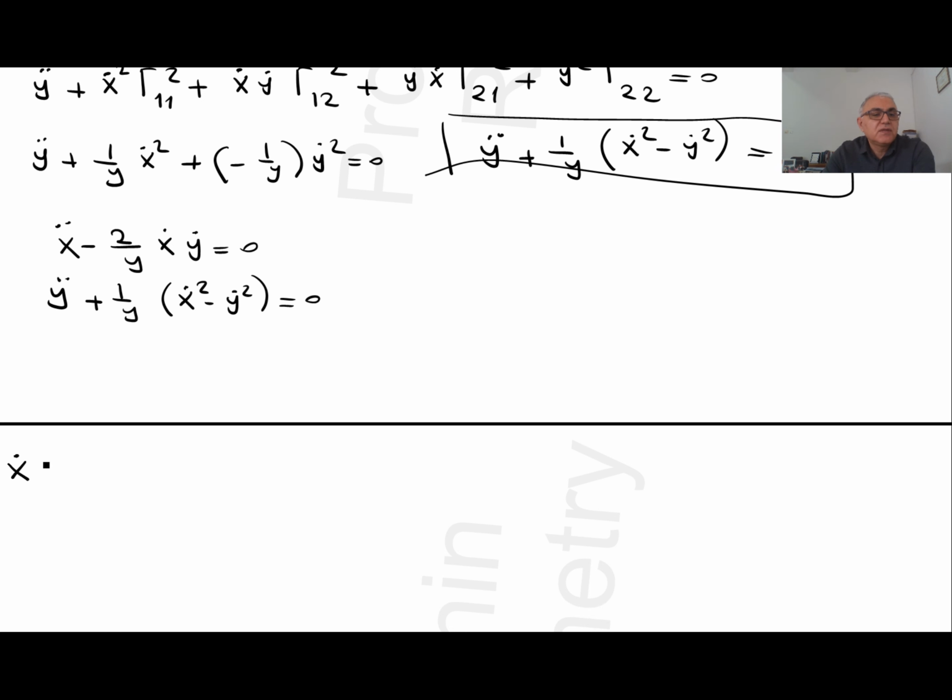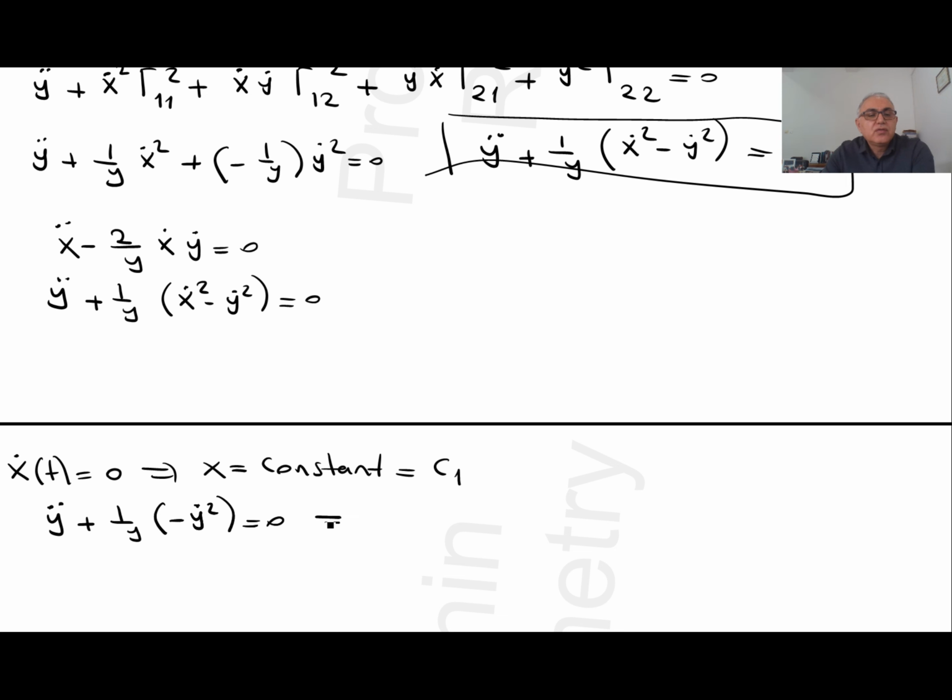If x prime t is 0, it means x is constant. Let's say it is c1. So then the first equation doesn't give anything, 0 will be 0. The second equation plus 1 over y negative square equals 0.